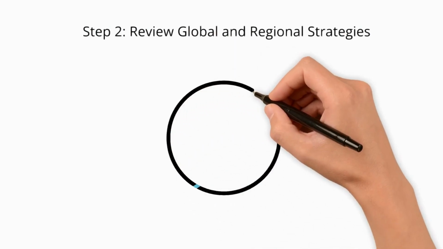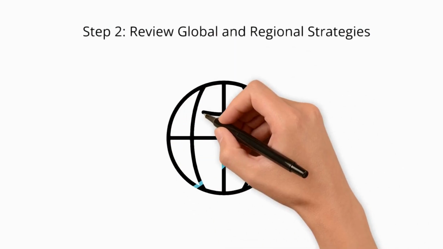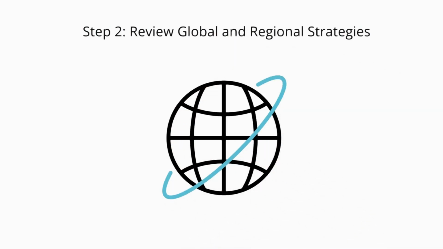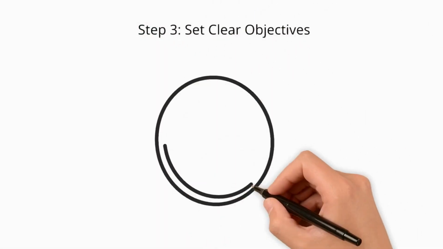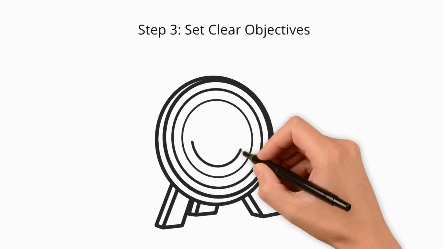Step 2. Review global and regional strategies. Align with broader objectives. Ensure that your country strategy is aligned with the global and regional objectives of your organization. Adapt to local context. Consider how global strategies can be adapted to the specific cultural, economic, and regulatory circumstances of your country.